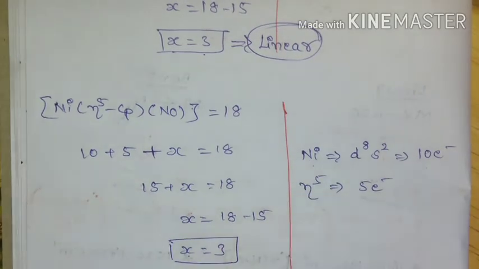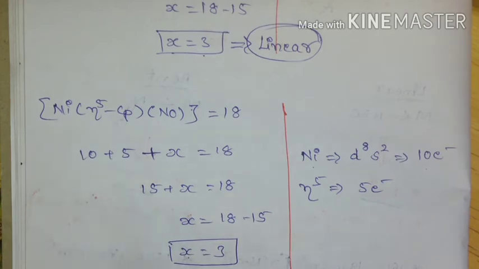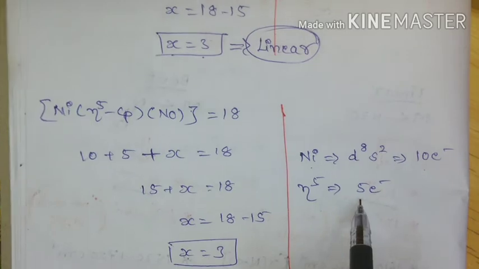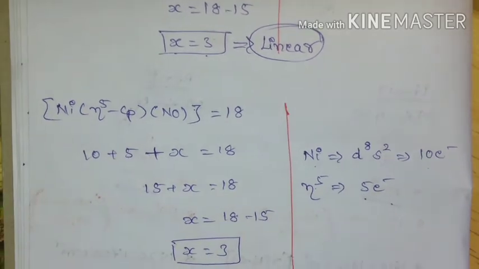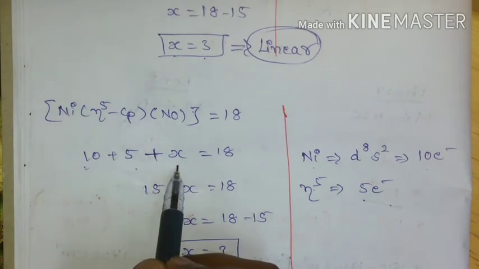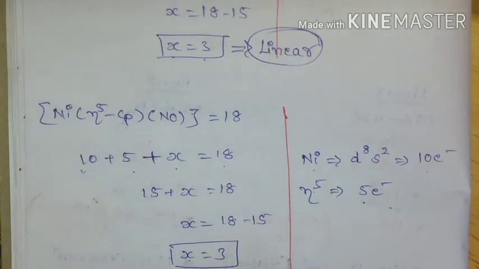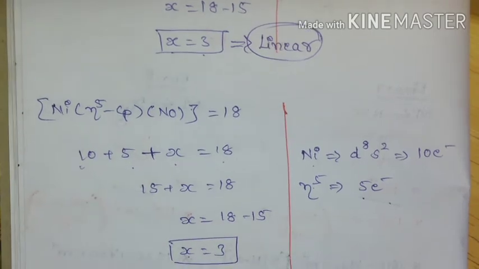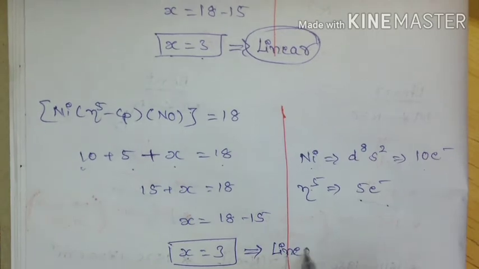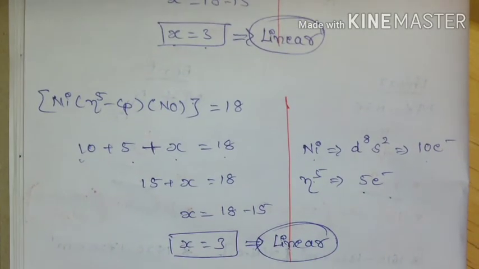Here nickel is going to contribute 10 electrons, and the eta 5 Cp cyclopentadienyl ligand is going to contribute 5 electrons. That is, hapticity is equal to number of electrons in the neutral method. So 10 plus 5 plus X, and this complex is going to obey the 18 electron rule. So from this calculation we got X is equal to 3. What it suggests is that here also the nitrosyl ligand is going to bind in linear mode.